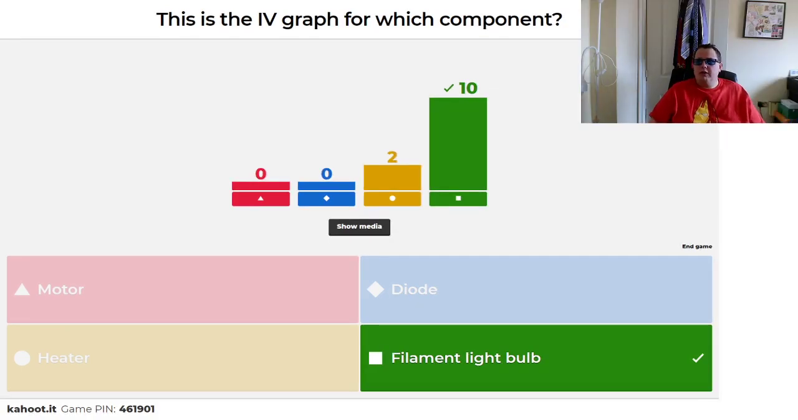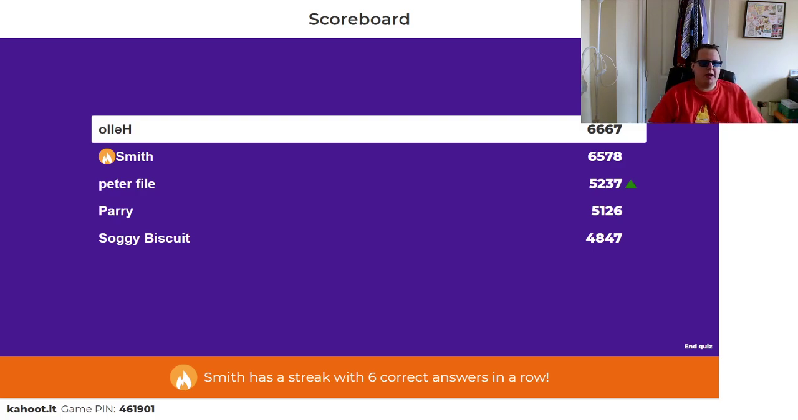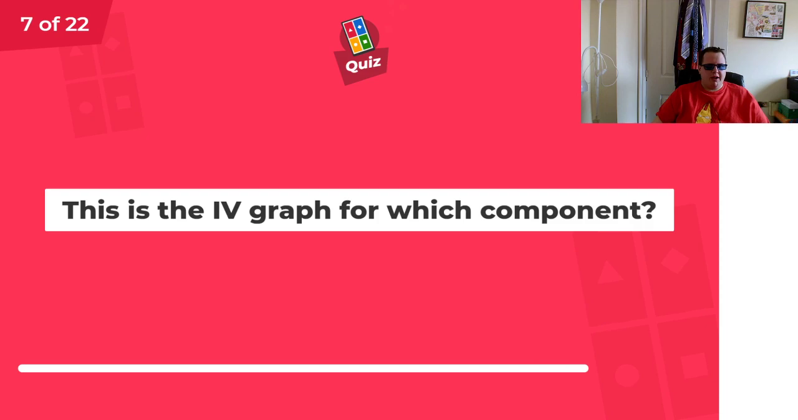Well done. Everyone quickly identified that as being the filament light bulb, apart from 2 people who went for the heater. What's that done to our scores? Hello is still top of the pile. Smith now has a correct answer streak of 6. Peter Fowler is now up to 3. Okay, question 7: what's this the IV graph of?